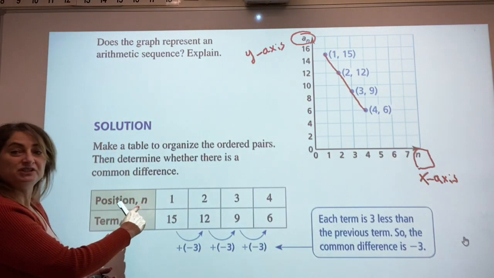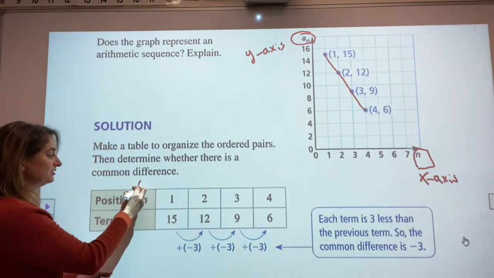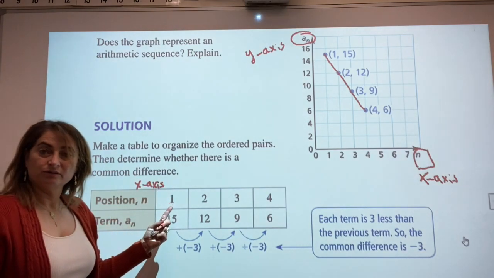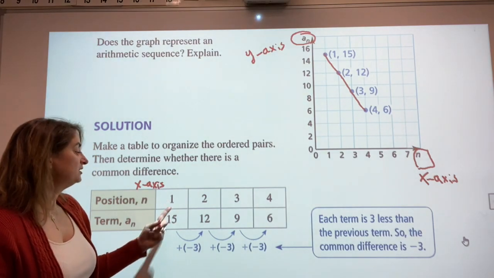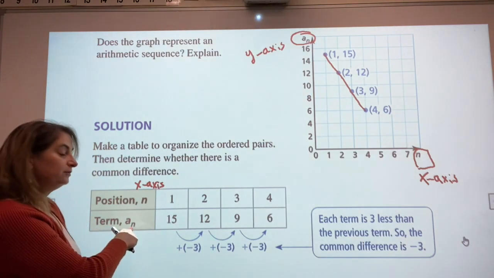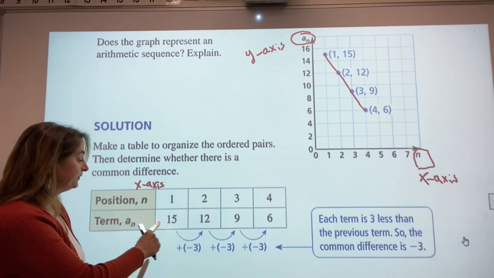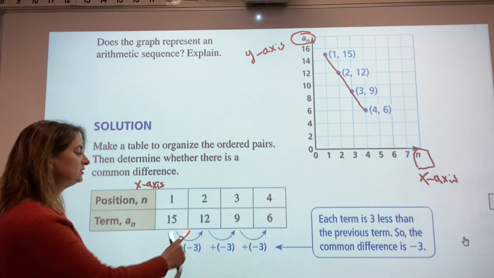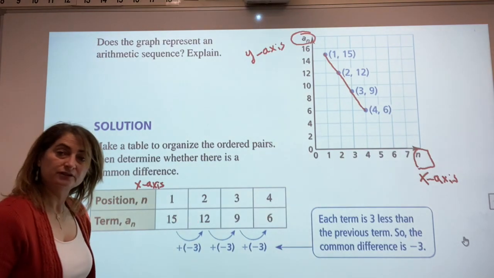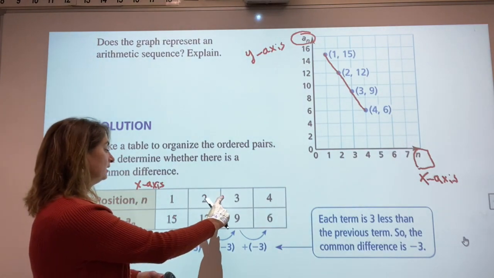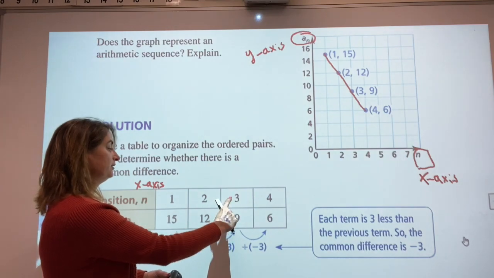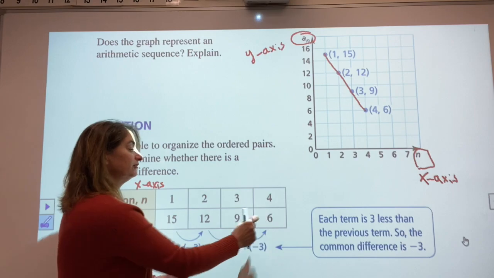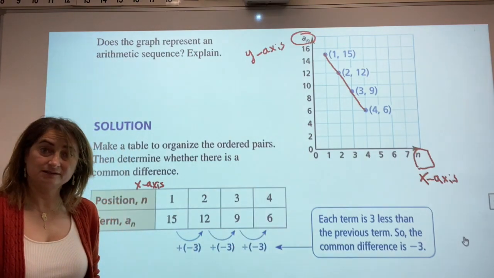The position, which is n, is the x-axis, remember that. When x is 1, or the first position, the term a_n, which is the y, equals 15. The position 2 has a term a_n of 12. And the third term has a value of 9, and the fourth term has a value of 6.